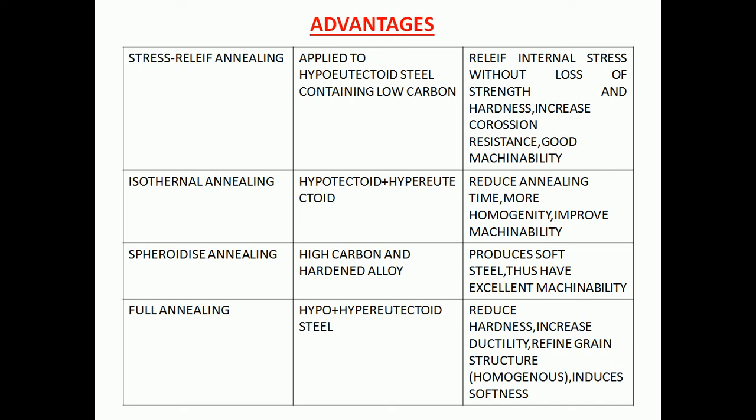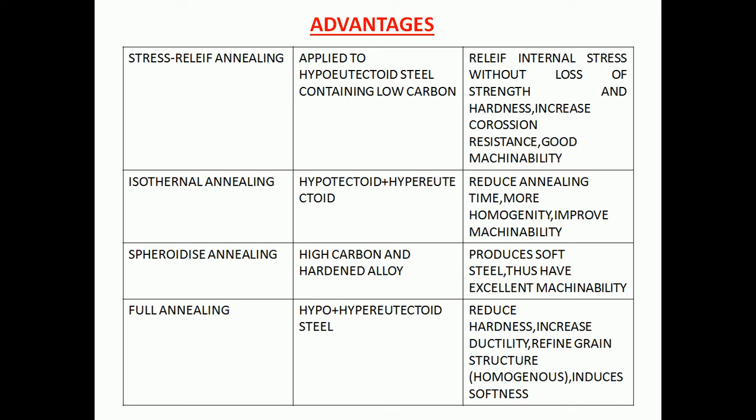Then we have spheroidized annealing. It is used for high carbon and hardened alloy steel. During heating above A1, cementite tries to dissolve, and during cooling it tries to reform. So a spheroidized structure forms which is very much softened, and a fully annealed structure. So it has excellent machinability. From spheroidized annealing we get soft steel with excellent machinability.